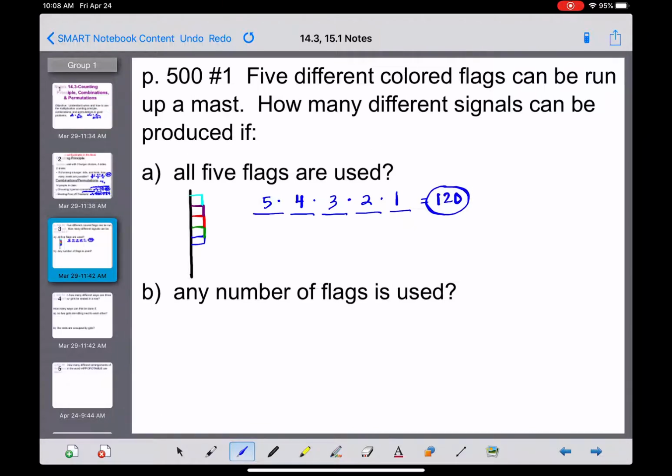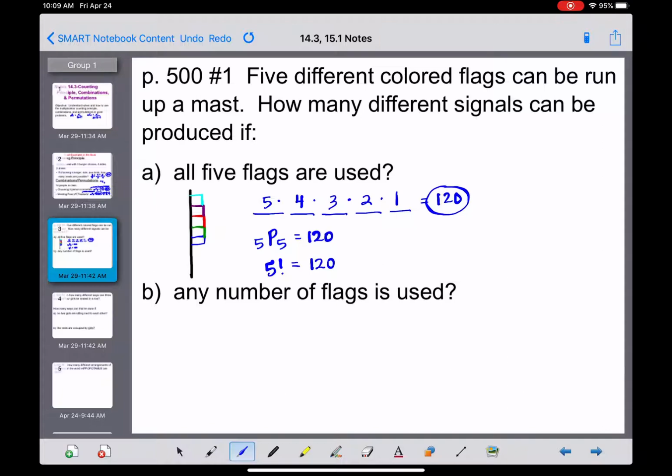But you can also think that the order in which we have the flags is important. So that would be 5 permutations of 5. The left number is the total you have to pick from. The right number is the number you're actually picking. So if it just said you had 5 flags and you wanted to know how many ways you could get 3 flags on the flagpole, that would be 5 permutations of 3. So that would also be 120. And it's also the same thing as 5 factorial, because 5 factorial is 5 times 4 times 3 times 2 times 1. It's all the integers down to 1.